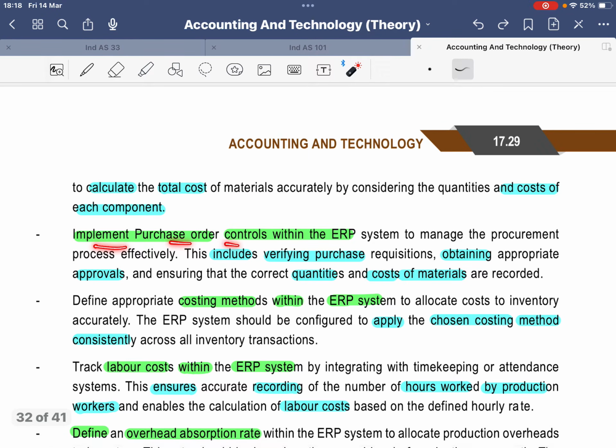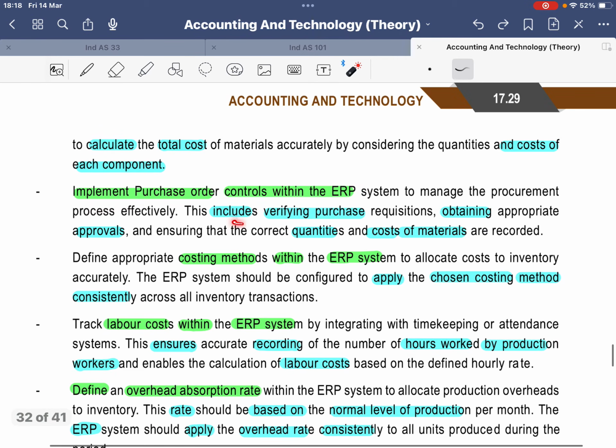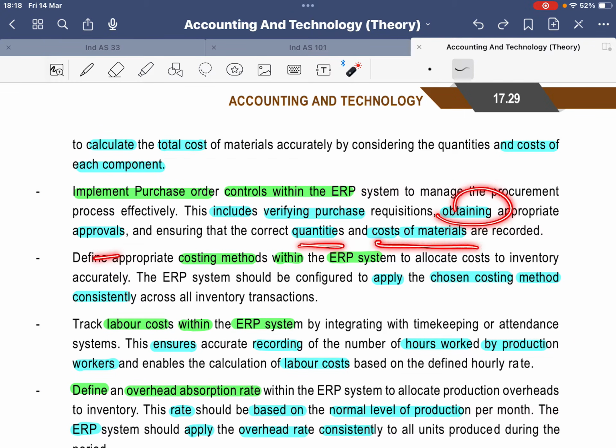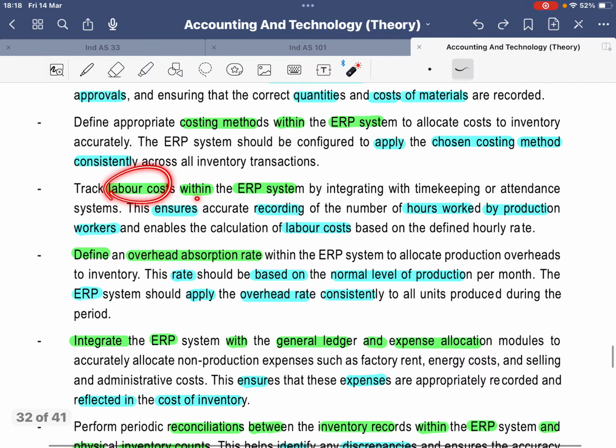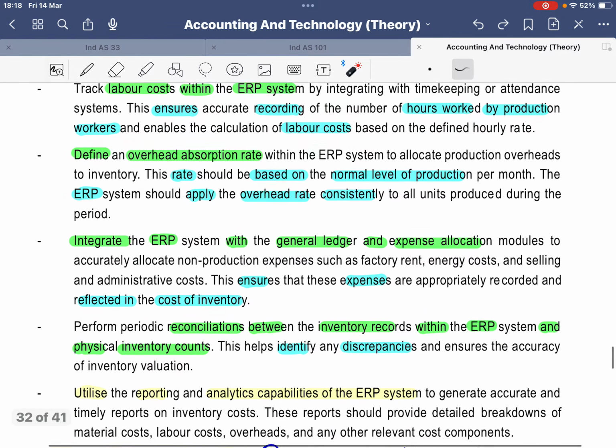Implement purchase order controls within ERP. Includes verifying purchase, obtaining approvals, quantities, costs of materials. Costing methods within ERP system. Apply chosen costing method consistently. Labor costs within ERP system. Ensure recording hours worked by production workers, labor costs.